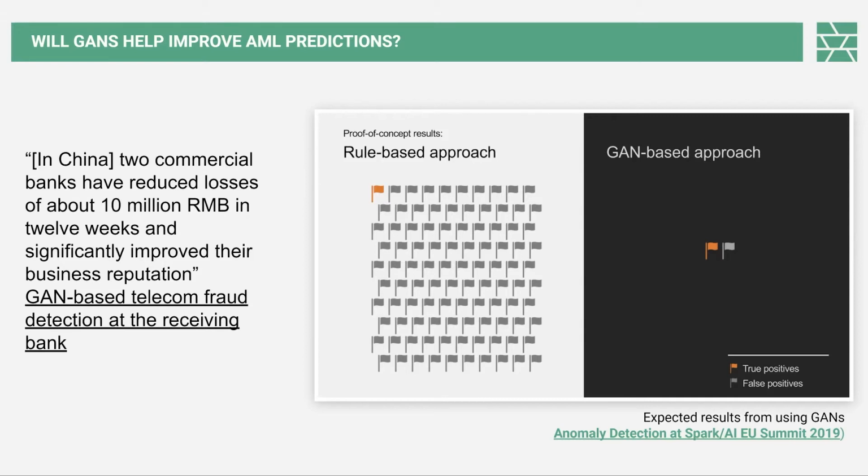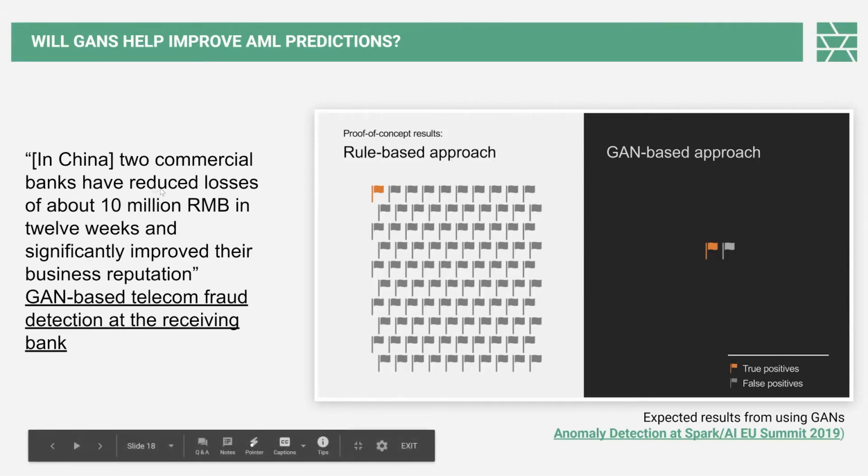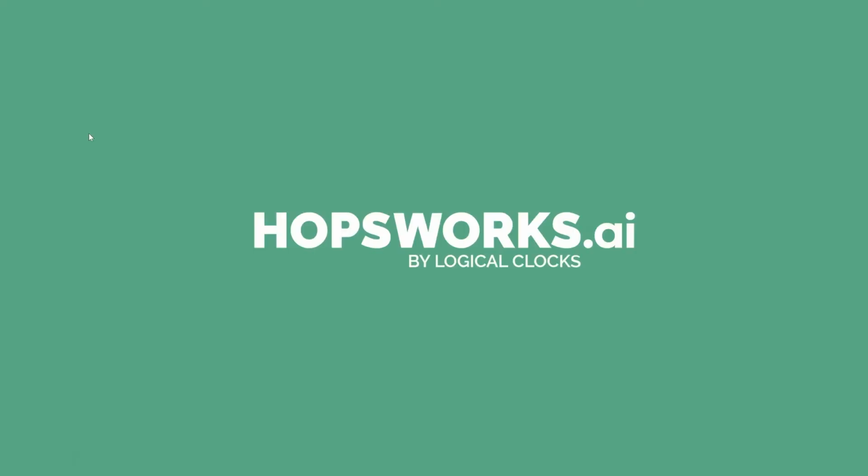The GAN-based approach is the same for the number of true positives, so it's not missing fraudulent transactions, but it generates far fewer false positives. So it's not telling you that there are lots of transactions that have alerts but actually shouldn't have alerts. So that reduces the cost of processing all of these alerts that get generated by the rule-based systems.